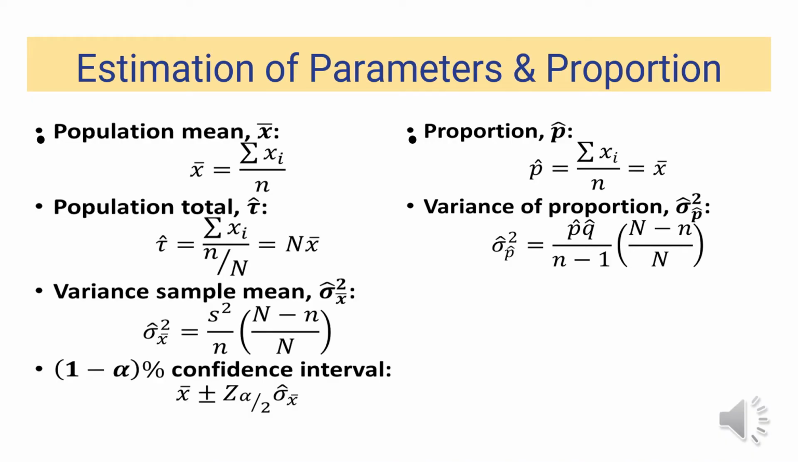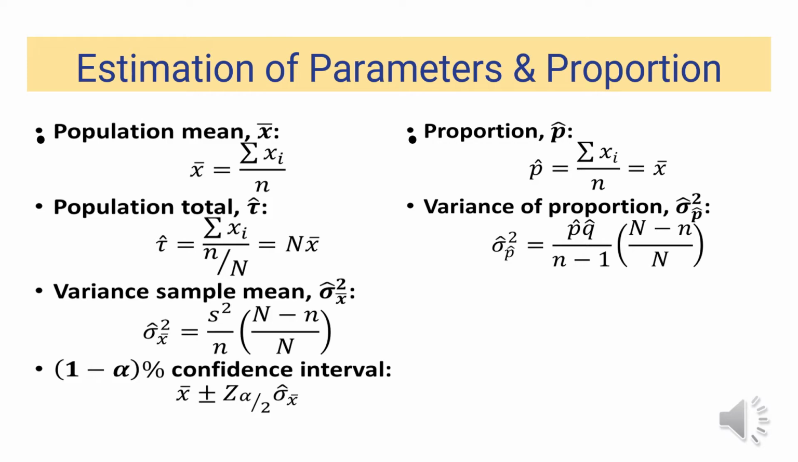So next is estimation of parameters in simple random sampling. So in SRS, we will estimate the mean, population total, variance, and also proportion for the populations. So the estimator of population mean is X bar. The next is population total. The term we use for the population total estimator is the T hat.